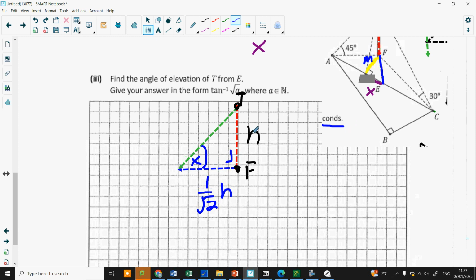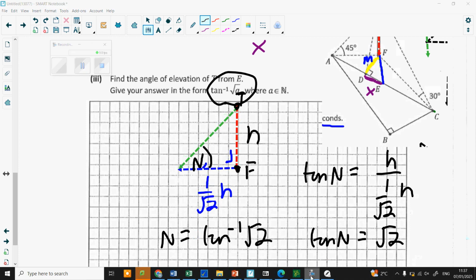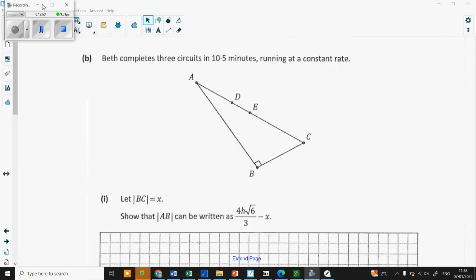Ready for this? I need a new letter. What do we call it? Tan. The letter N. Tan n is h over 1 over root 2 h. Tan n is root 2. And it says leave it as a tan inverse. N equals tan inverse root 2. That's your answer.